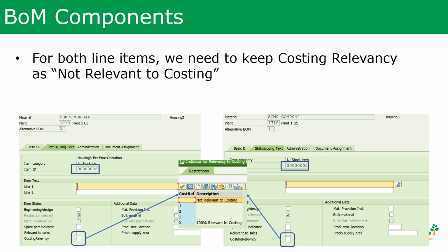For the phantom items included in the bill of materials, for both lines 0020 and 0030, costing is not relevant. So we have to remove that cost relevance, okay? Because we don't need to cost this material here. We do not bring the cost through this.